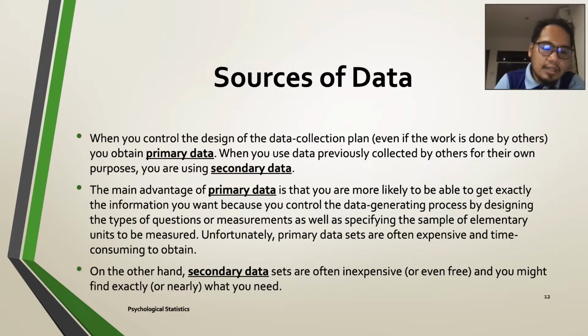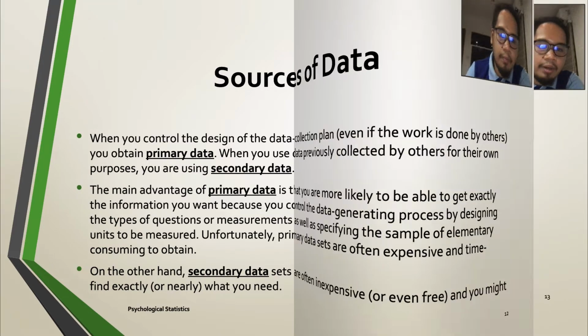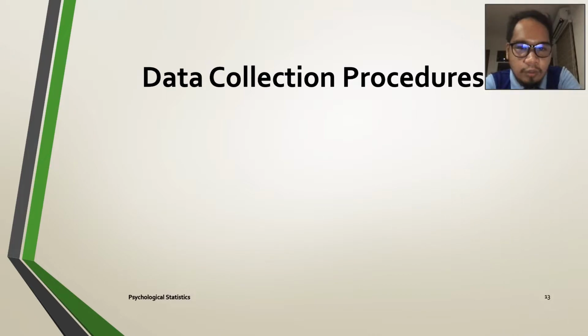Secondary data sets are often inexpensive or more or less free. You might find exactly or nearly what you need. So it depends on you. It depends on the nature of your research, first and foremost, of what you will need to use: primary data, which is taken from you, or secondary data. Now, talking about primary data, since you will be the one to gather the data yourself, what are the different procedures in gathering data?